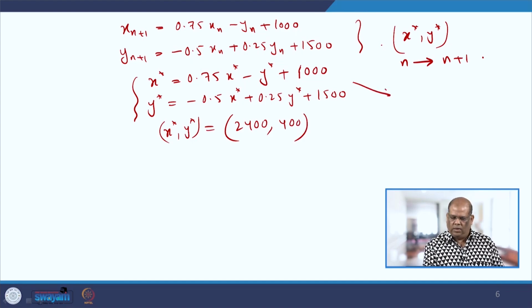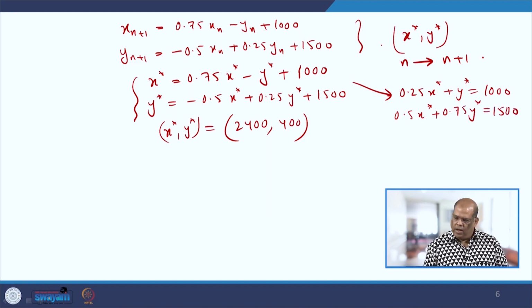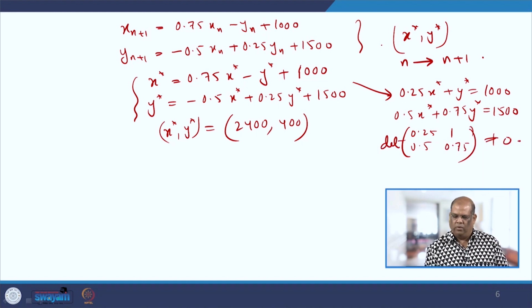All you have to do is simplify this. If I do that, I will get 0.25 x star plus y star equal to 1000 and 0.5 x star plus 0.75 y star equal to 1500. And you can easily check that the determinant of this is not equal to 0, and hence your 2400 and 400 will be the equilibrium solution, and it is unique.